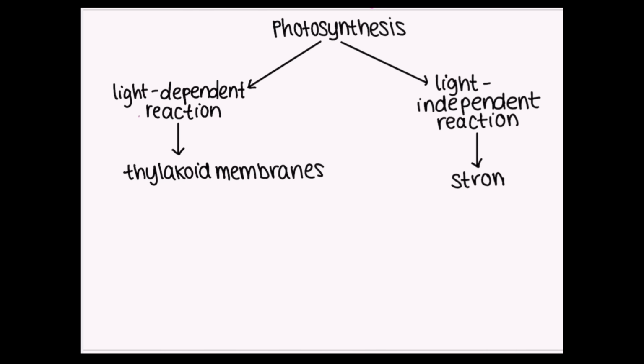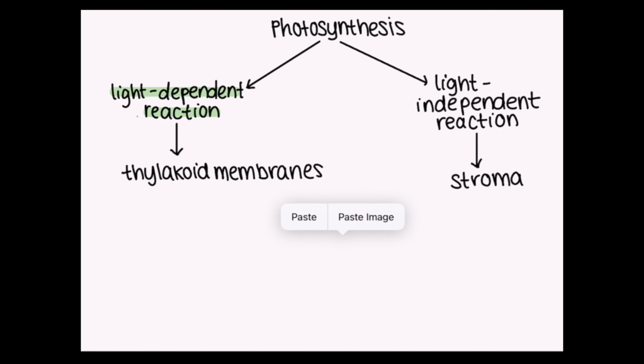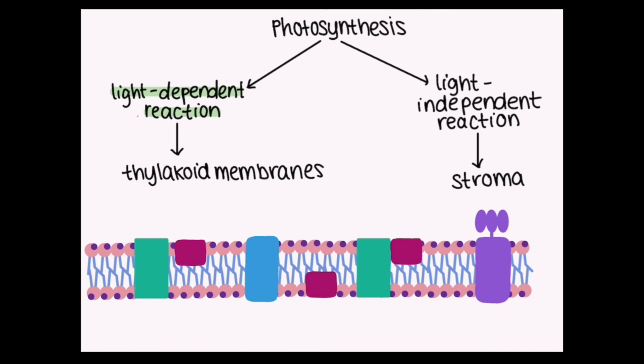Now, the light-dependent reaction occurs in the thylakoid membranes, so the membranes of those fluid-filled sacs that we saw when we looked at the structure of the chloroplast. And the light-independent reaction occurs in the stroma. They do happen in a certain order, so the light-dependent reaction happens first, and then the light-independent reaction happens because, as I mentioned, the products from the light-dependent reaction are vital for the light-independent reaction.